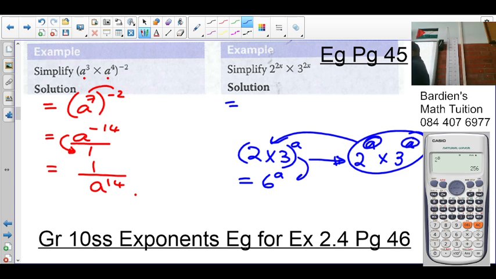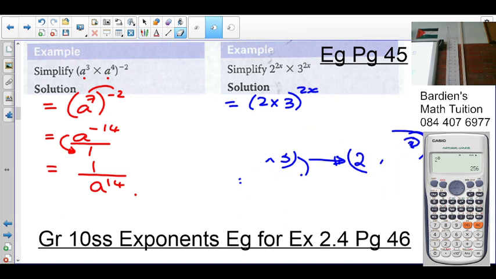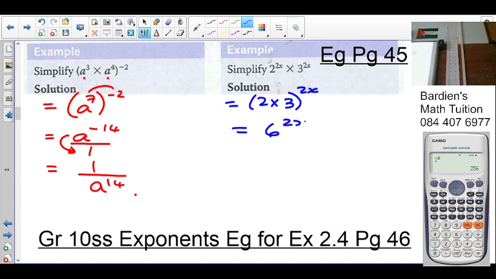In turn, which can be written as 6 to the 8. So if I apply the rule here, what would it be? It is 2 times 3 to the exponent 2x. Not so. And what is 3 times 2? 6. So it will be 6 to the 2x. Okay.